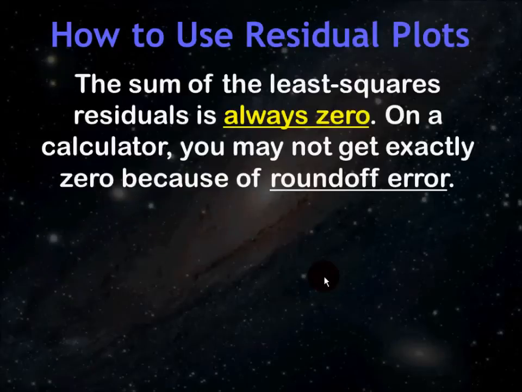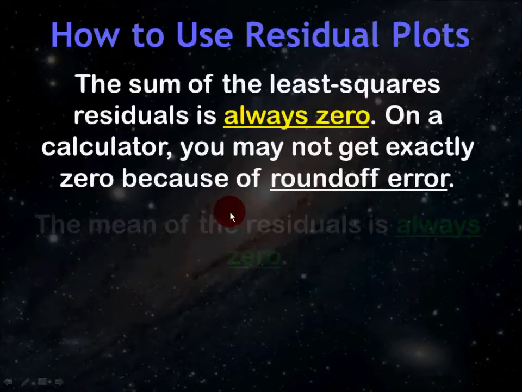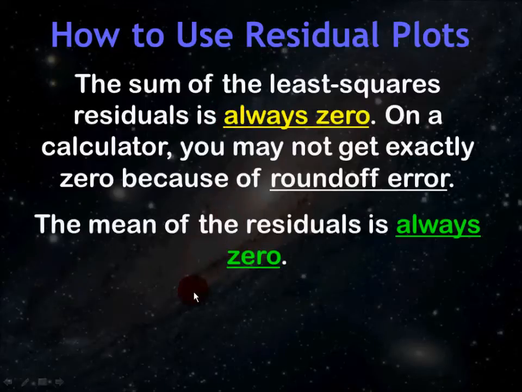The sum of the least squares residuals is always 0. If you add up all the residuals, they add up to 0. Now, when you do this on your calculator, you may not get 0 exactly because you're going to get something called round-off error. Since the sum is 0, the mean also has to be 0. So the mean of the residuals is also 0. Now, you can check this on your calculator.